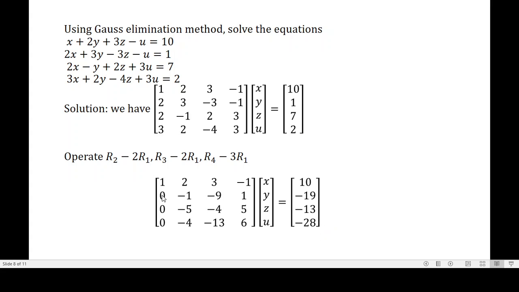So, these 3 elements have become 0. Now, let us consider the diagonal. So, 1, minus 1, minus 4, 6. This is the leading diagonal.